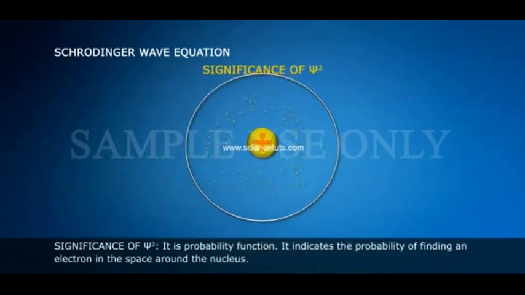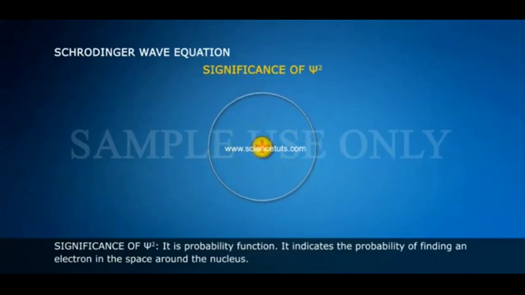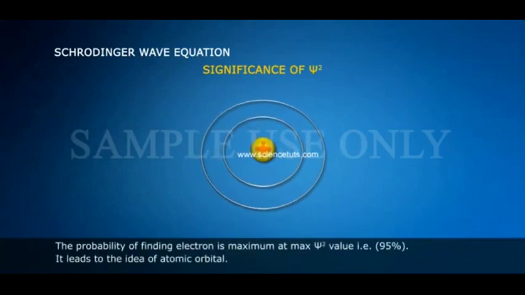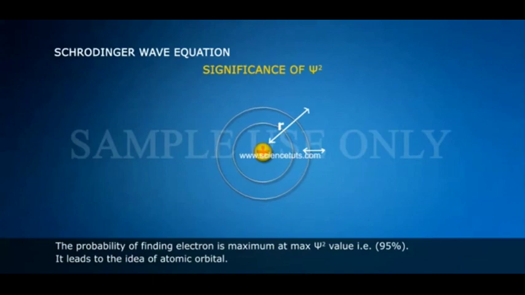Significance of psi square. It is a probability function. It indicates the probability of finding an electron in the space around the nucleus. The probability of finding the electron is maximum at the maximum psi square value, that is 95%. It leads to the idea of atomic orbital.